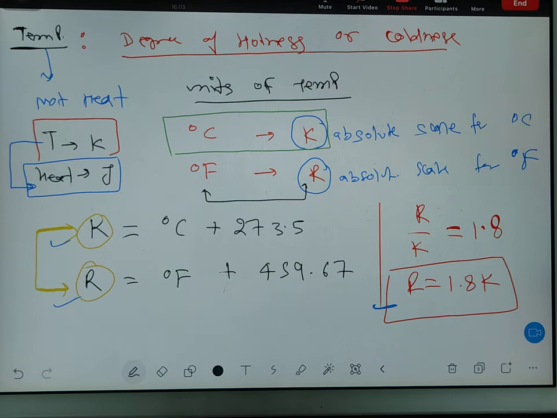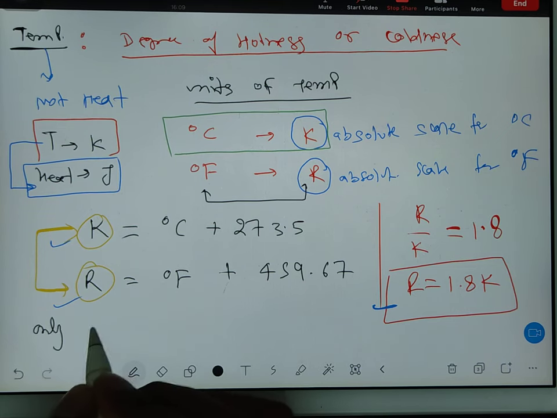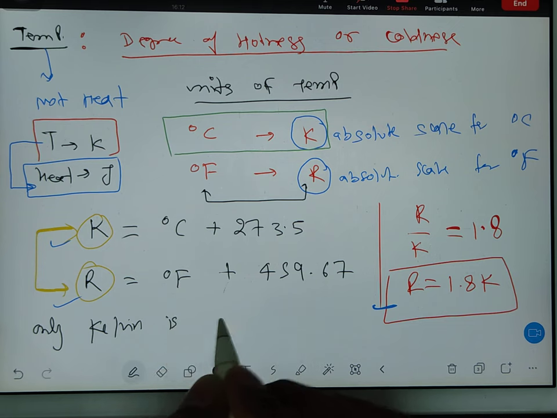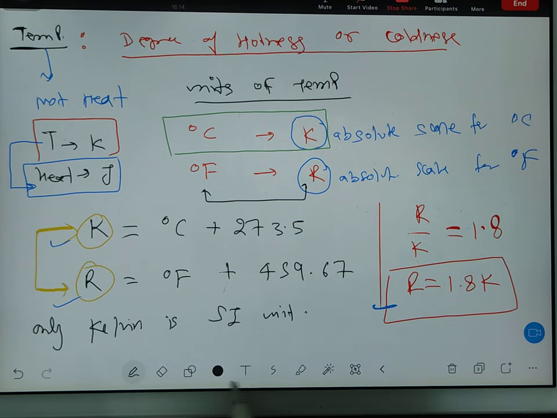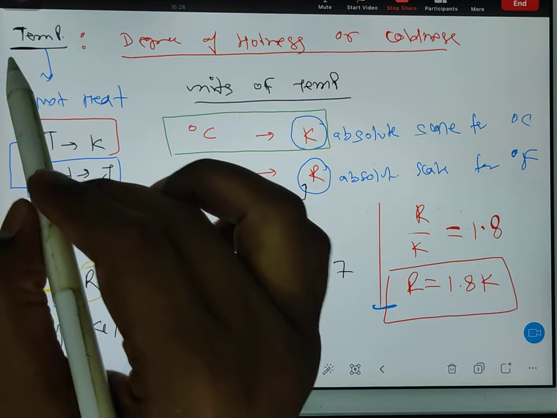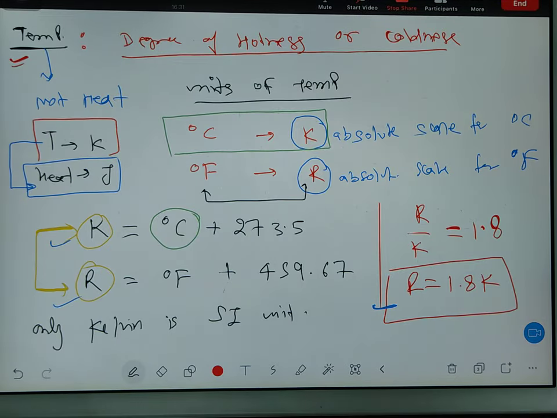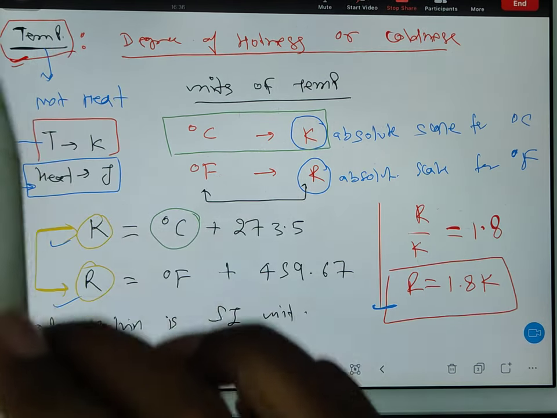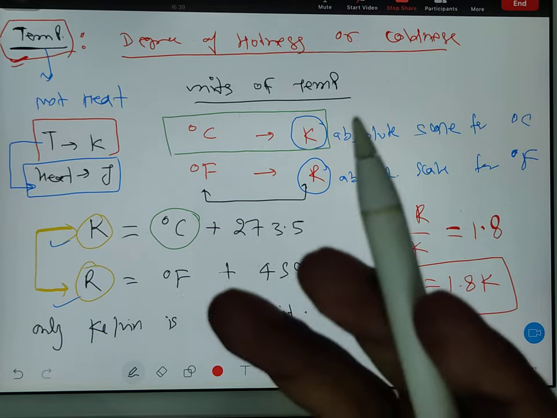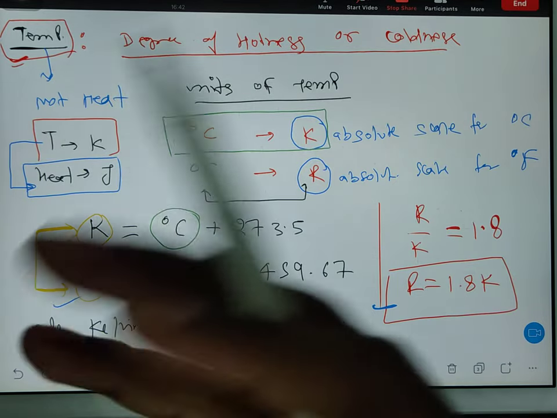Out of these, only one unit is your SI unit. Make sure only Kelvin is the SI unit. Even degree Celsius is not an SI unit. You have to convert into Kelvin for solving problems. This is a very common fact, everyone knows this. Now I am going to discuss why temperature exists in any system. Why do we have temperature? What is the main cause behind temperature? This is a very important fact I want to discuss. We know that something is hot, something is cold. Why is something hot? Why is there temperature?